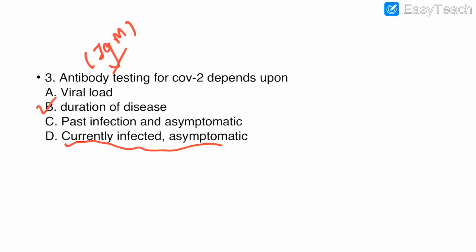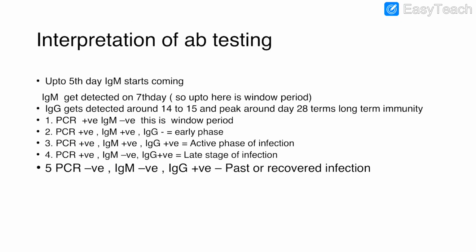So the answer to this question obviously tells the duration of disease. Duration of disease means it will be telling whether it is an early disease, so IgM will be positive. If it is a late one, IgG will be positive. PCR starts coming positive right from the start. The IgM comes at around 7 days, and IgG starts coming up at around 14 to 15 days. So again, you can go by your knowledge of the options and decide what should be the answer. Okay, now this interpretation is there.